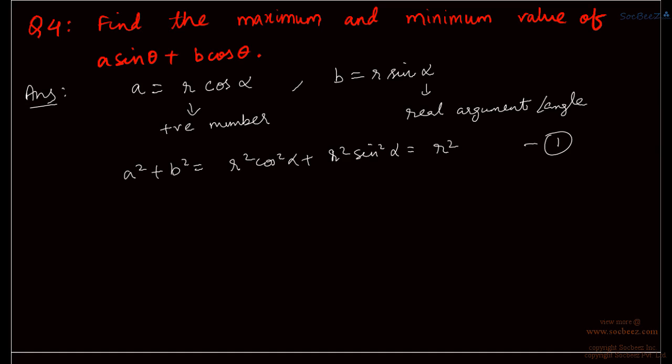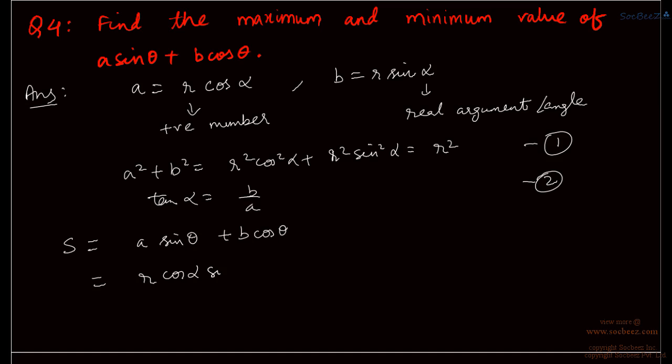Okay, so this is the first thing. And second is, taking the ratios, we get tan alpha is equal to b by a. These will be used in a lot of other problems, they will be using this formula substitution. For our question, this much is enough. a equal to r cos alpha, b equal to r sin alpha. Now let's take the expression. Let the expression be S. S is a sin theta plus b cos theta. Let's do our substitution. It's r cos alpha sin theta plus r sin alpha cos theta.